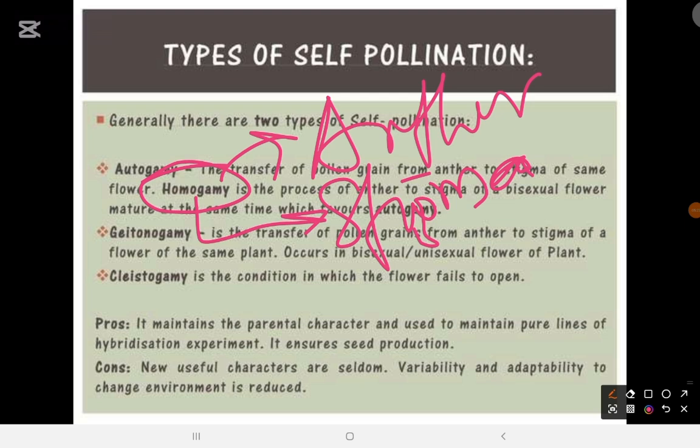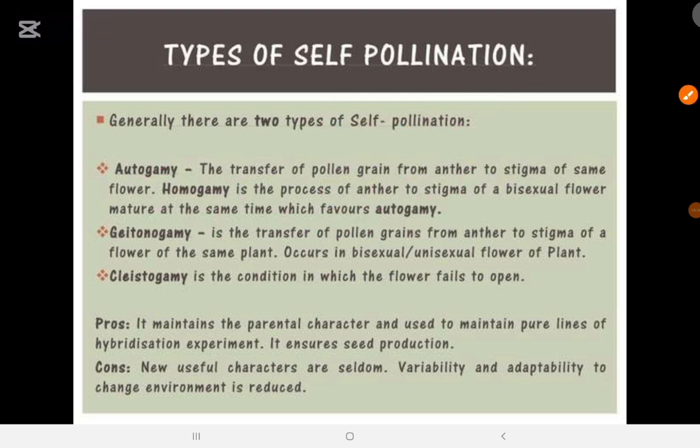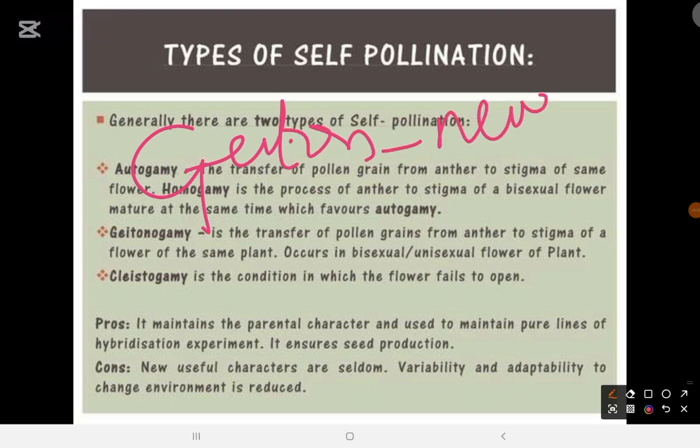Now, there are two forms of autogamy. The first one is geitonogamy, and the second one is cleistogamy. The word geitonogamy is gotten from the Greek word geiton, and geiton stands for neighbor. So basically, we are transferring pollen grain from the anther of one flower to the stigma of another flower on the same plant. Does that make sense? So it is the same plant.